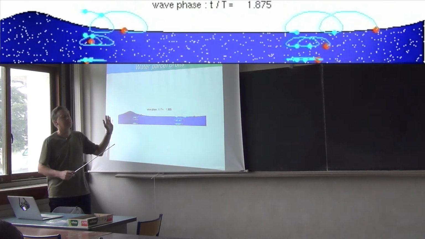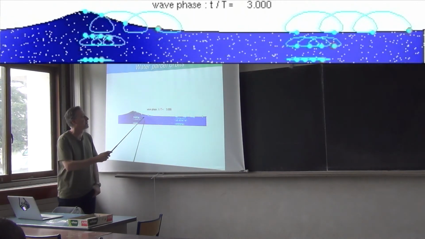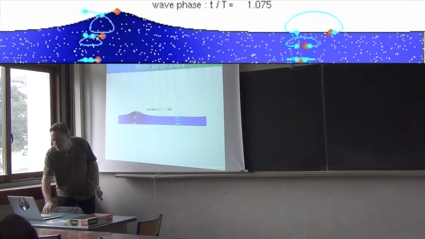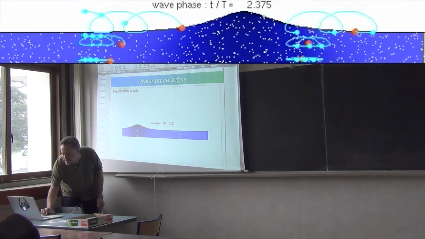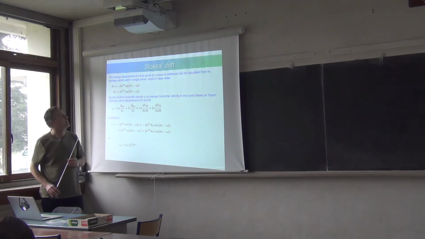It doesn't go as fast as the waves. The waves come to the beach much faster, but slowly but surely, it does move in the same direction. And so we're going to try to calculate that speed, the speed at which it comes into the shore. That phenomenon is called Stokes drift.